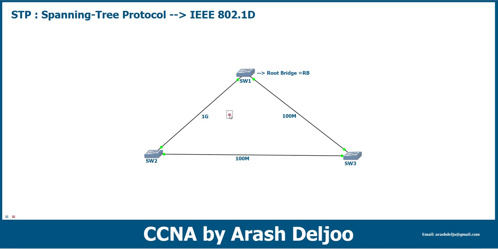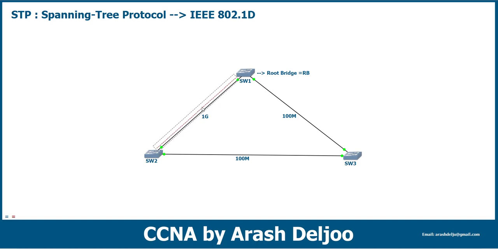How can we reach switch 2 from switch 1? The best path is this path, because here we have more bandwidth, 1 gigabit per second. Because of that, now we are selecting one of the links from the root bridge to switch 2. As you can see, let me show you, this is the first path that we are selecting. As I mentioned before, we should go from the root bridge to all of the switches. This is the first path from switch 1 to switch 2.